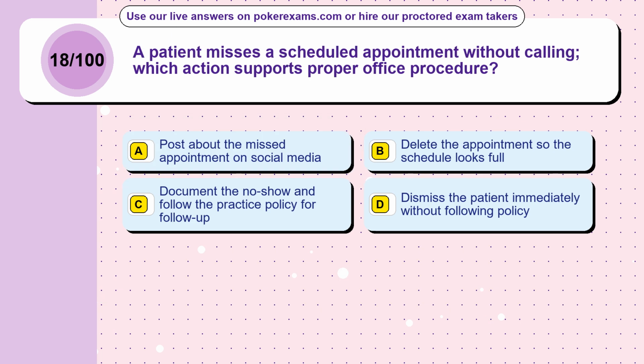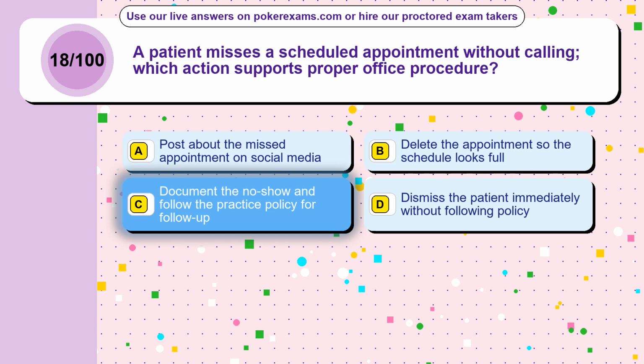Question 18. A patient misses a scheduled appointment without calling. Which action supports proper office procedure? Option A. Post about the missed appointment on social media. Option B. Delete the appointment so the schedule looks full. Option C. Document the no-show and follow the practice policy for follow-up. Option D. Dismiss the patient immediately without following policy.